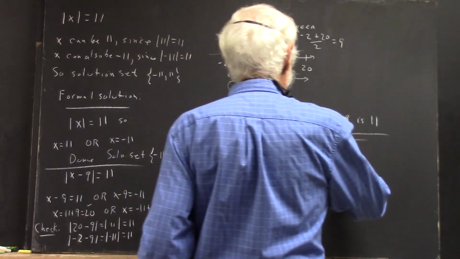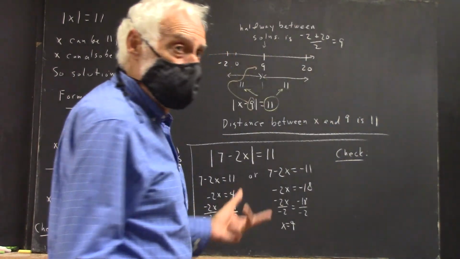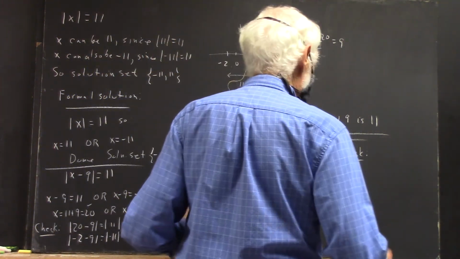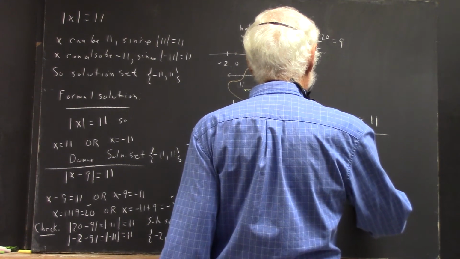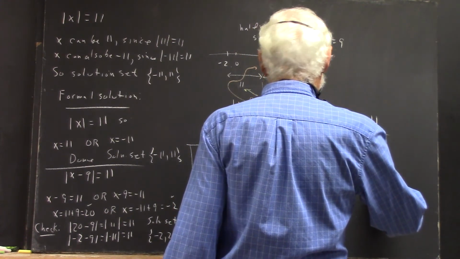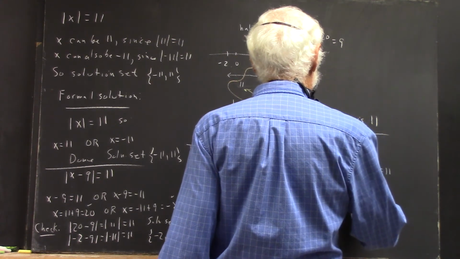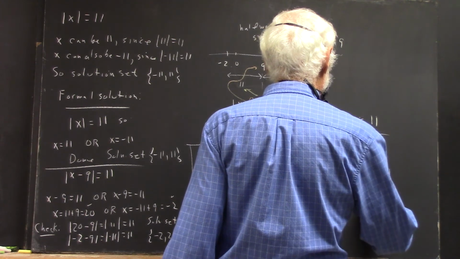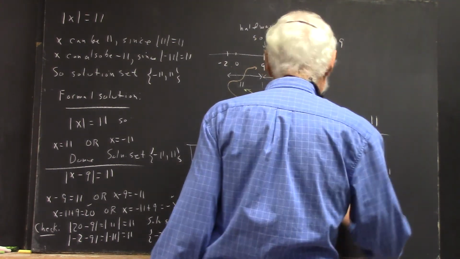So we check, because I don't totally believe my solution yet. I haven't thought about it critically. I think it's probably right, but I don't know. Okay, so absolute value of 7 minus 2 times negative 2 equals 11. So that's absolute value of 7 plus 4 equals 11. So 11 equals 11. So we've checked our negative 2 solution.